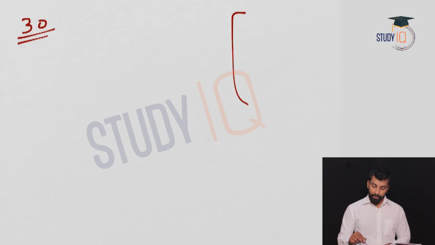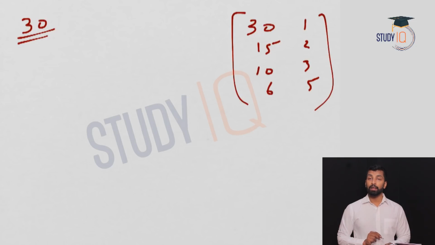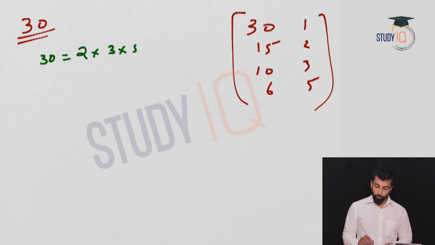Now next is, you need to see the number of odd factors and number of even factors of a number, right? So let's take 30. You need to find the number of odd factors and number of even factors. So we already know the factors of 30. That is 1, 30, 15, 2, 10, 3, 6, 5. Okay. So let's see the number of odd factors and even factors. I give you the method. So first you need to prime factorize 30. 30 is equal to 2 into 3 into 5.